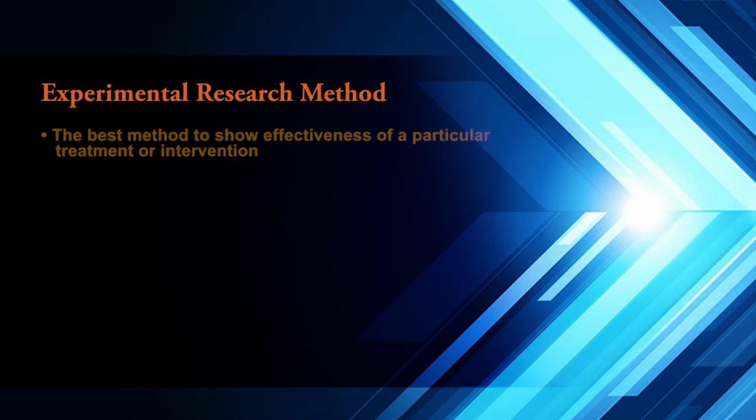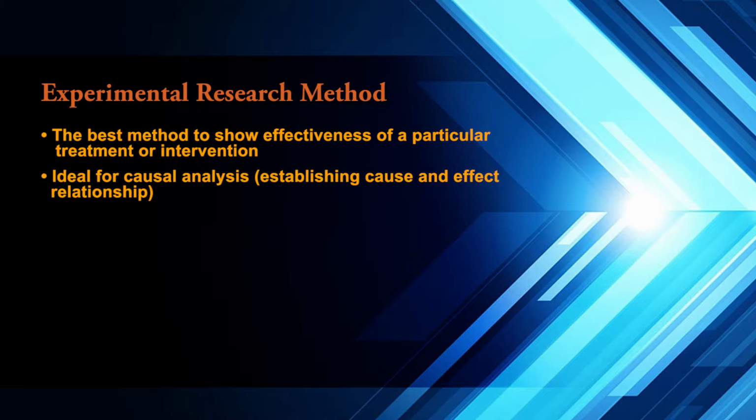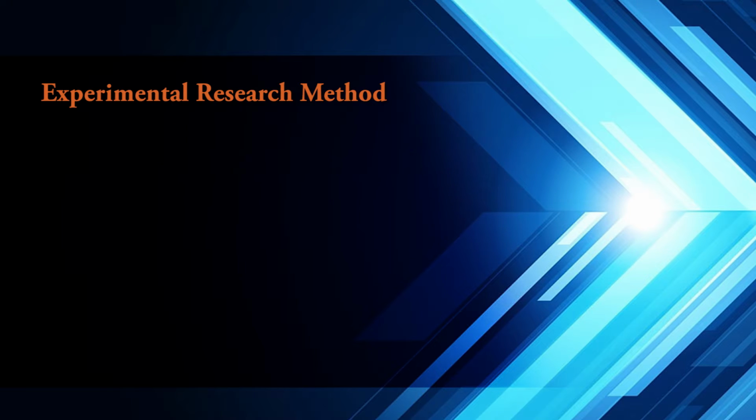The experimental method is the best method to show effectiveness of a particular treatment or intervention, for example, teaching method, curriculum innovation. Experiments are ideally suited for the task of causal analysis, which is establishing cause and effect relationship. The word effectiveness only applies if you are using the experimental method.